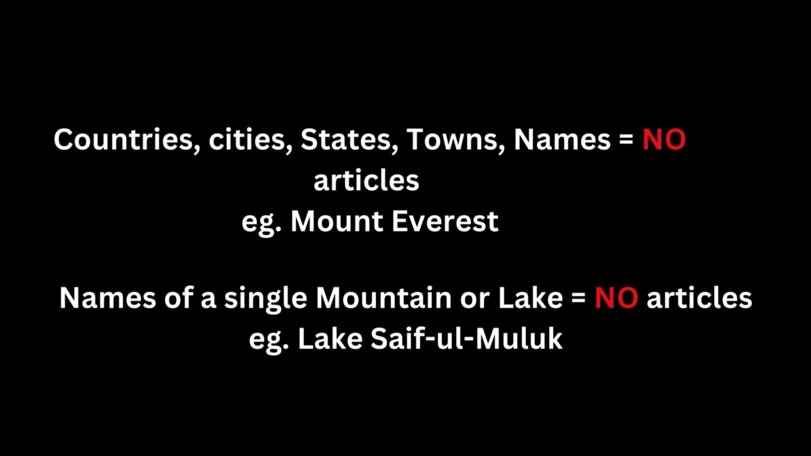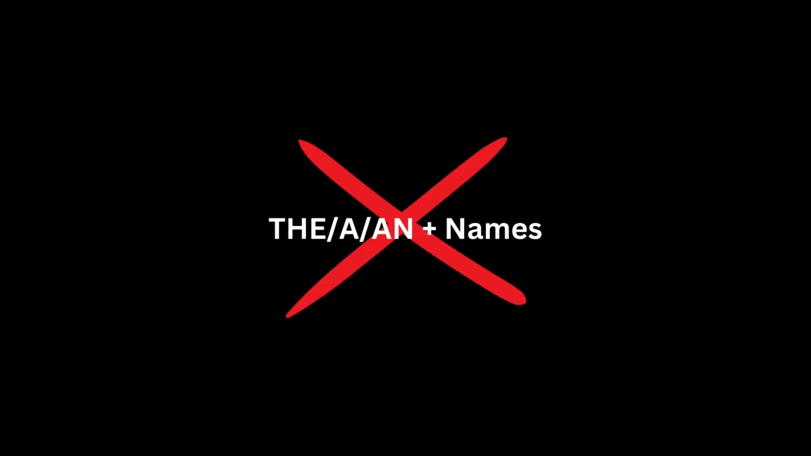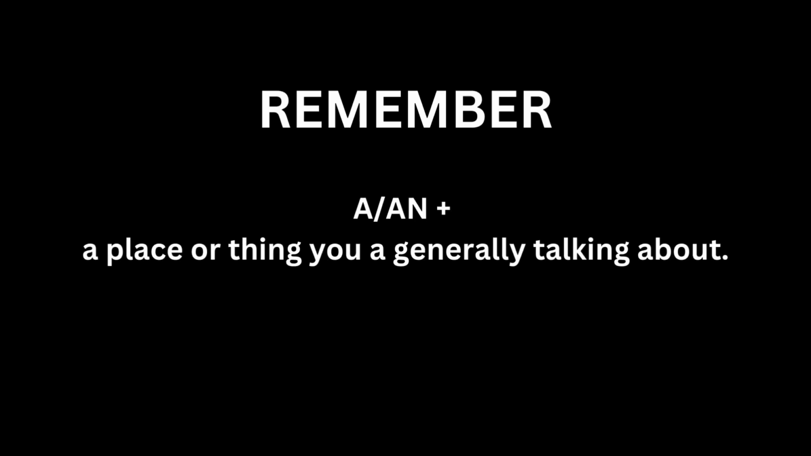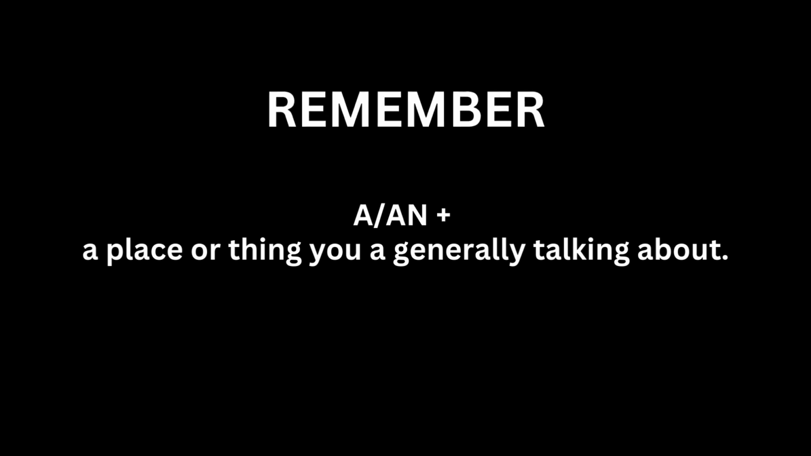So, I repeat, you do not use the definite article before countries, states, cities, towns, continents, names of lakes, or single mountains. And you do not use it before names of people. I hope that helps.